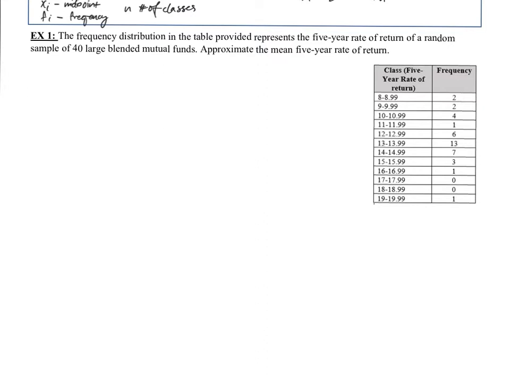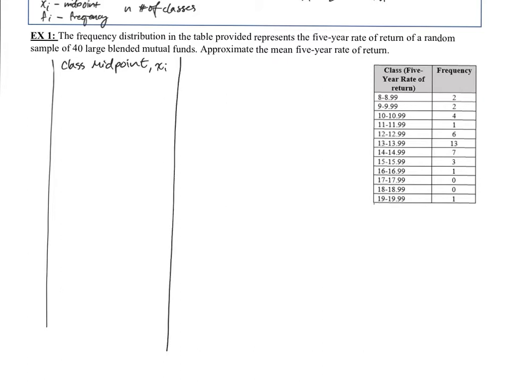So, let's see that. 8 and 9. We'll add those together. Actually, let's go ahead and create a table for what we're doing here. We have 8 to 8.99. That's our first column. And for the next, we're doing class midpoint, x sub i. Then 8 to 8.99 and 9 to 9.99.